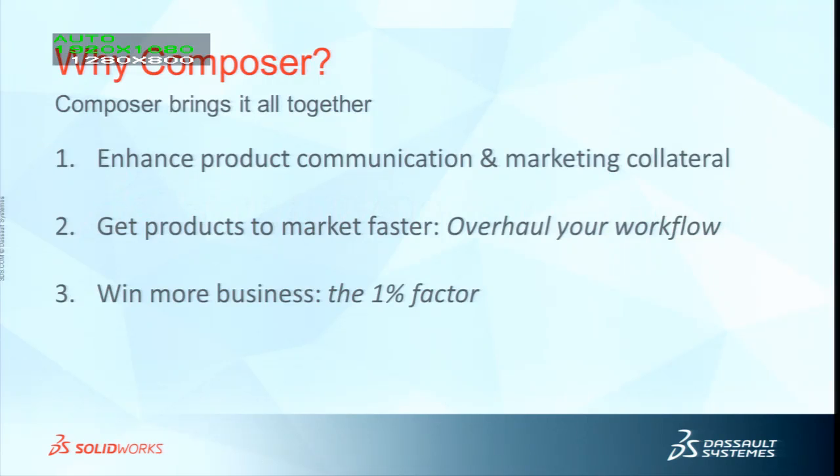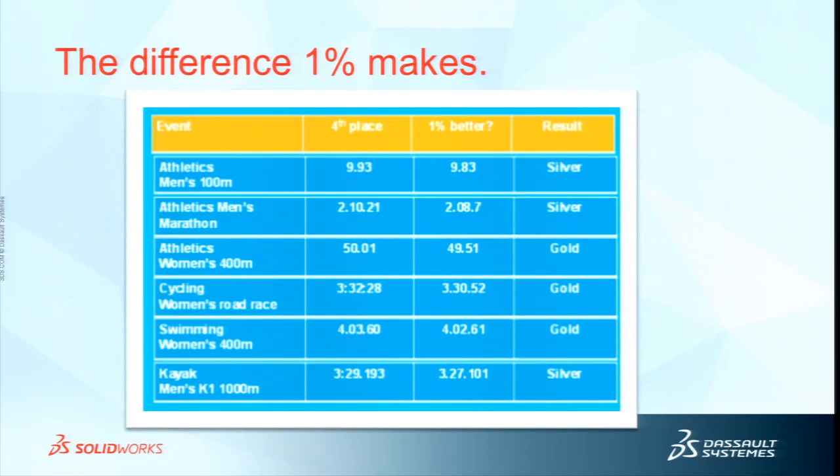All right. So Composer is bringing everything together. It's enhancing your product communication and marketing collateral. By changing the workflow, which I'll show you a little bit later, it helps you get products to market faster. But one of the best things about it is what I call the 1% factor. It allows you to win more business, sell more product, be more profitable, be a better company because of the 1% factor.